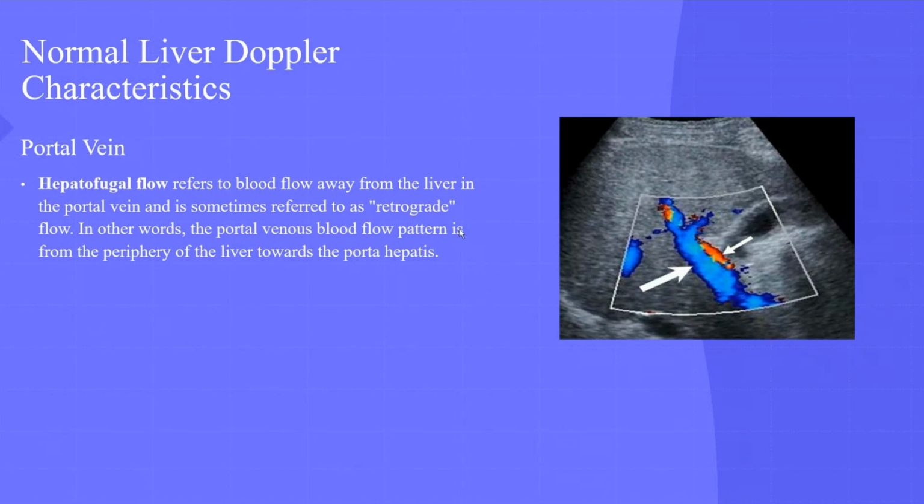So this is a picture. We can see the portal vein is blue in color. It has a different flow direction from the hepatic artery.